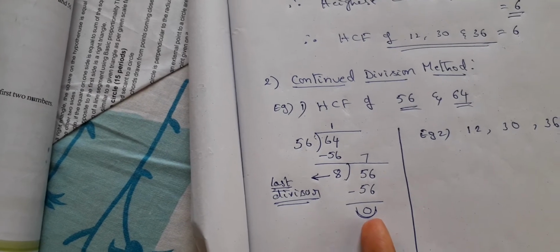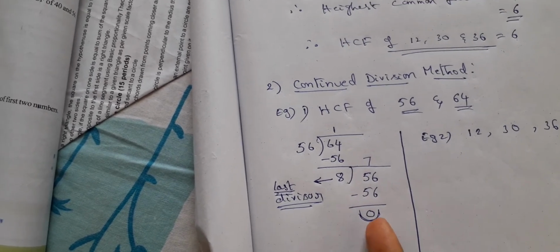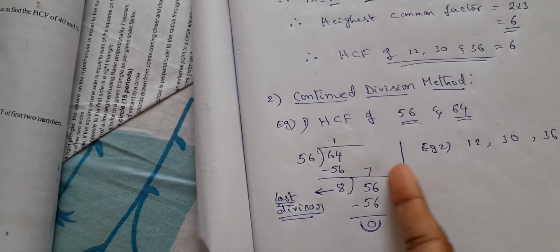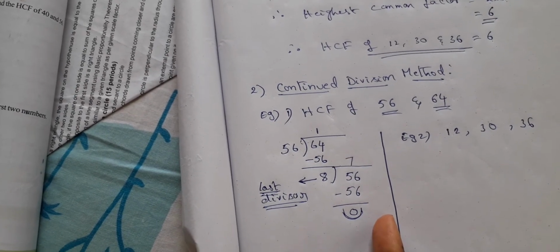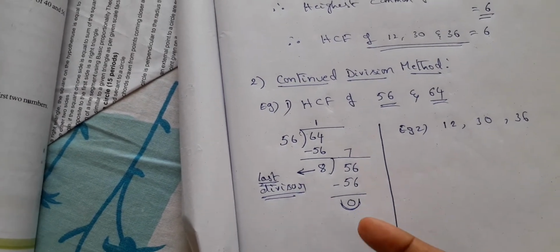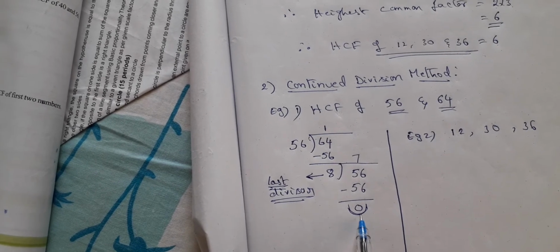Suppose if you are left with 2 as a remainder here, then again that 2 you will take as the divisor and this will come into the dividend place. Like that the process continues. But here luckily we stopped it here itself.